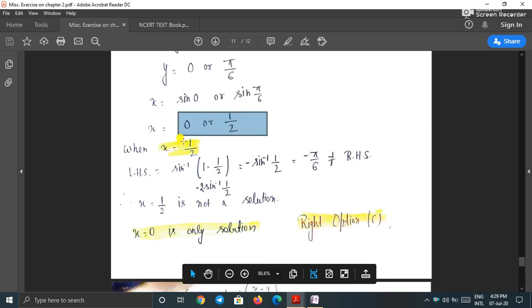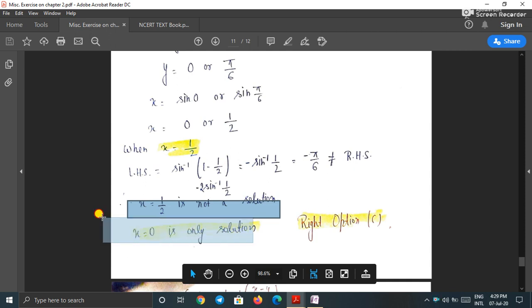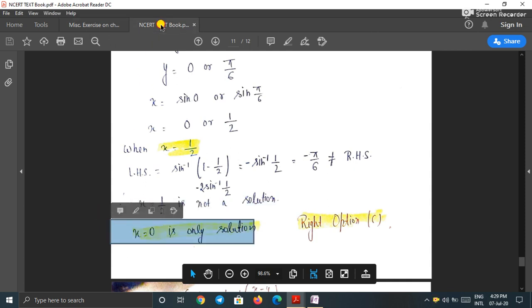But when we put x is equal to 1 by 2 in the given equation, the equation is not satisfied, means x is equal to 1 by 2 is not a solution. So x is equal to 0 is the only solution. So the right option is C.